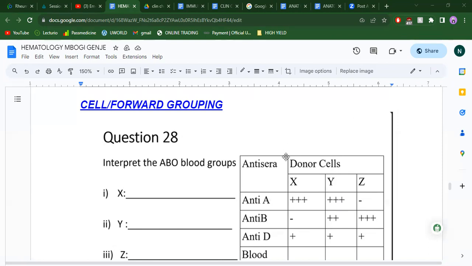But when you do serum grouping, it will change. So here will be serum, and here will be the cells.